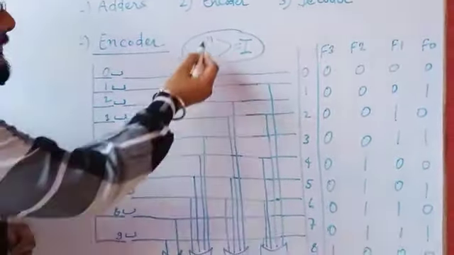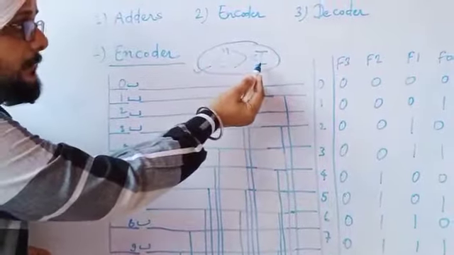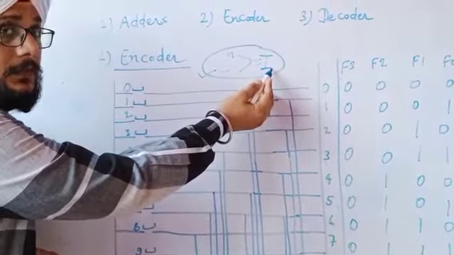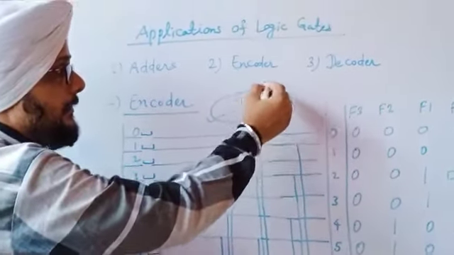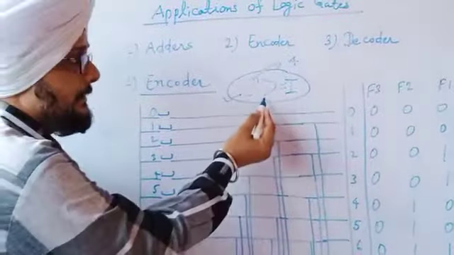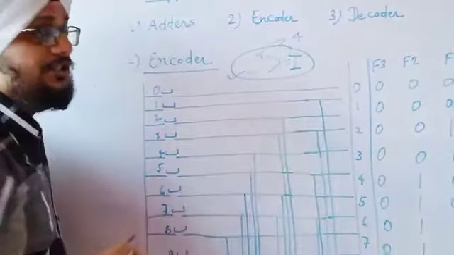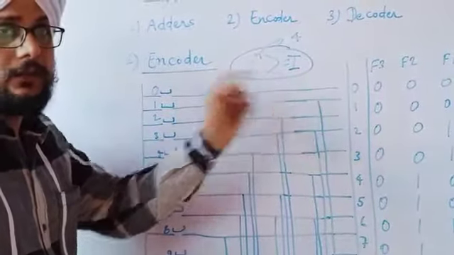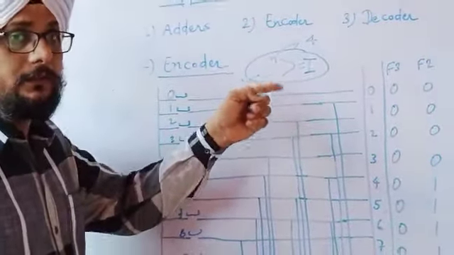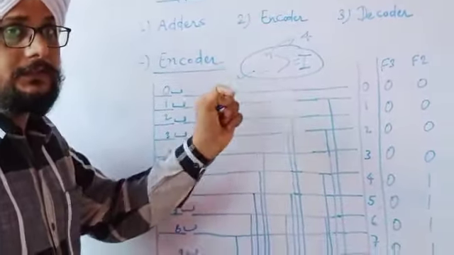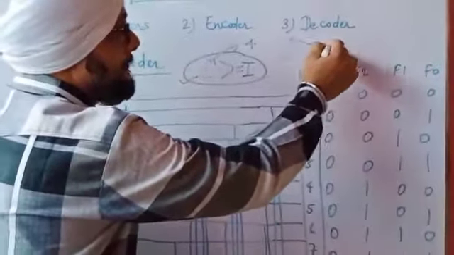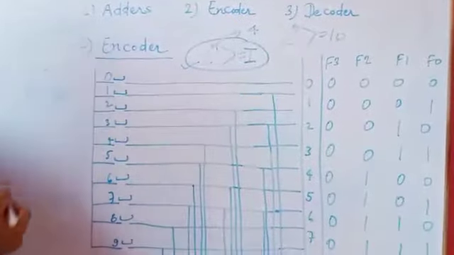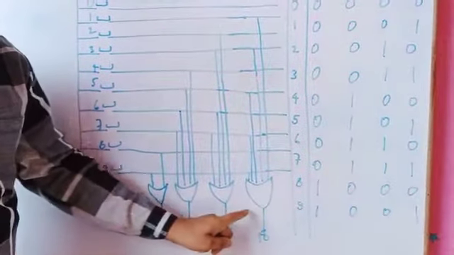So if I ask how many outputs will come if total 10 inputs are there, the value of n should be 4. Then only this condition will be satisfied. You can check. If you put n equal to 1, the condition will not be satisfied. n equal to 2, it will not be satisfied. Only on n equal to 4 the condition will be satisfied, meaning 2 to the power 4 is greater than or equal to 10. Number of inputs are 10, so the number of outputs should be 4. That's why I have shown here total number of outputs 4.